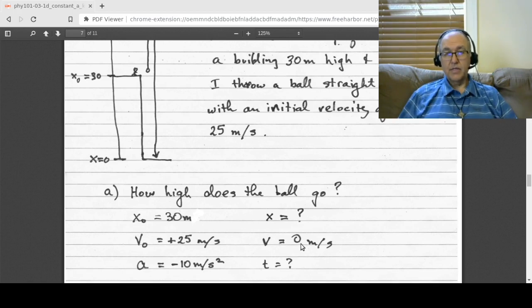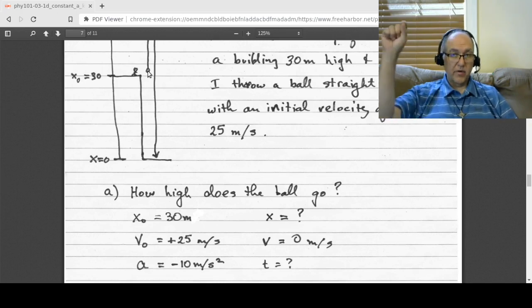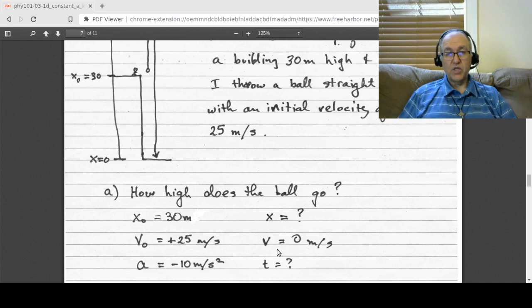Okay, so the final velocity is 0. The acceleration, do we know it? Yeah, it's gravity. If this were the lab, we really should use negative 9.8 meters per second squared, but like I said in the lecture, we'll do negative 10 meters per second squared. And how long did it take to go from where I throw it to the very top? We don't know, so that's a question mark too.